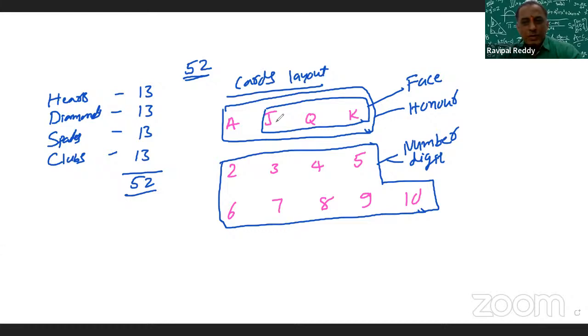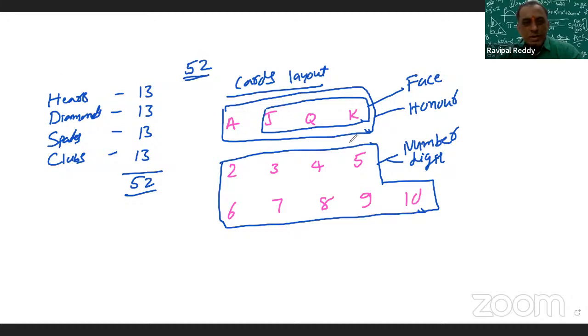How many kings are there? It is not 2, it is not 3. How many kings are there in a pack? Each suit has one king. Total 4 suits, so 4 kings are there.